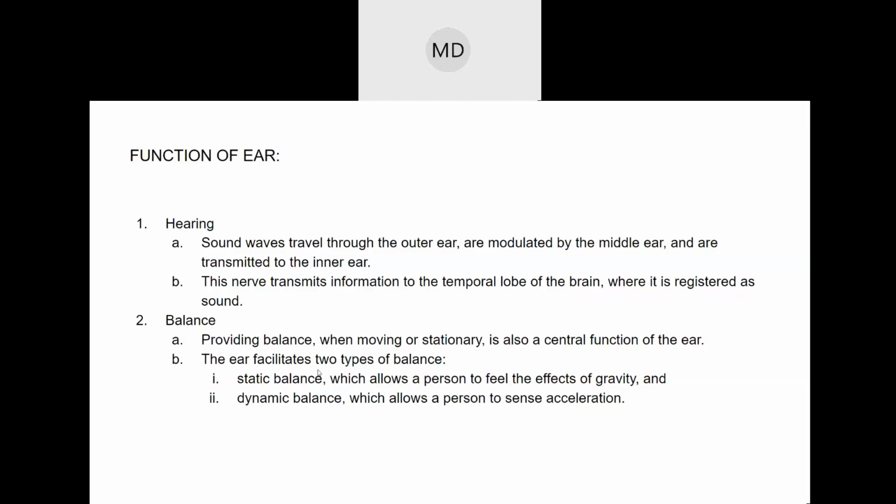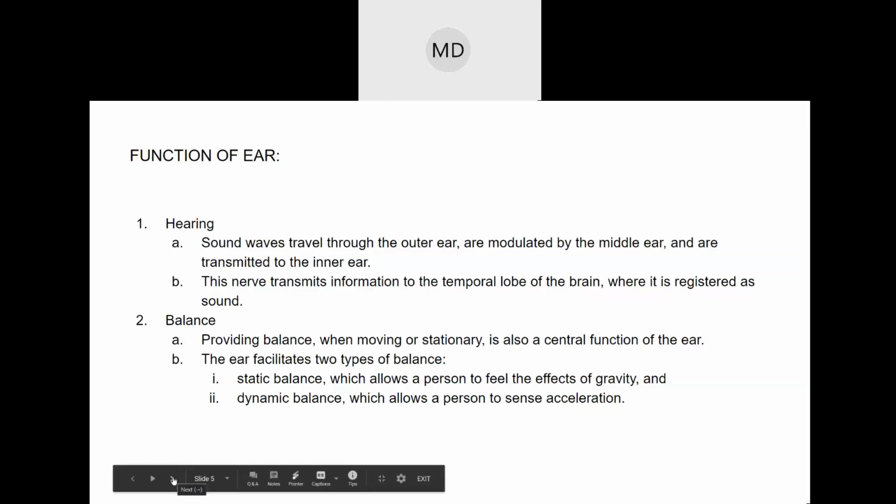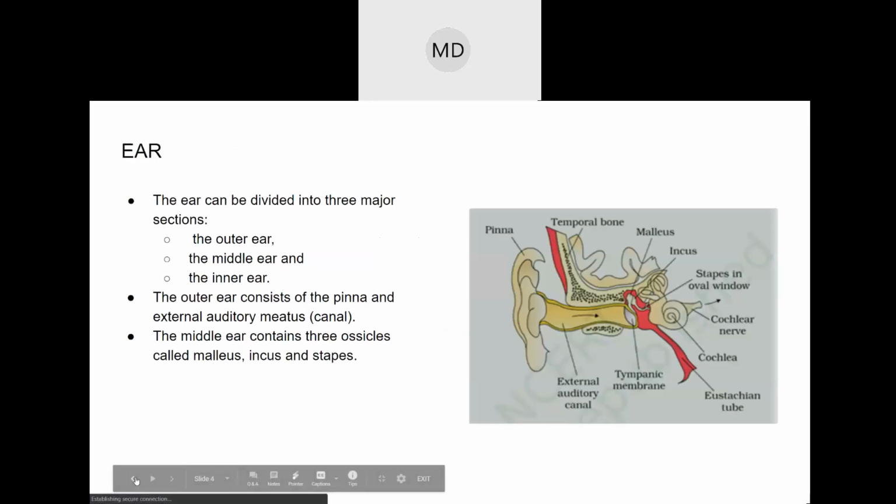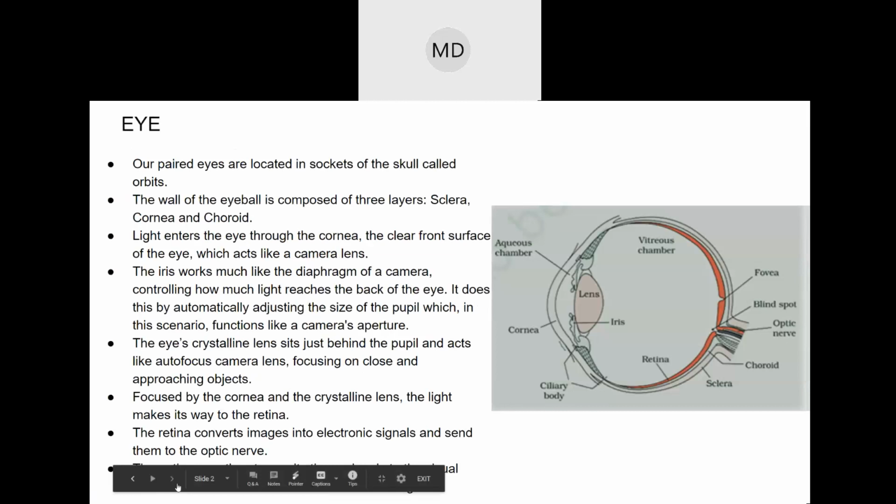So there are two types of balance: static balance and dynamic balance. Static balance helps to sense the gravity, and dynamic balance helps to sense acceleration. Acceleration means movement. So the functions of the ear are, one is hearing and the second is balance. It helps to provide balance to our body. So this is all about the eye and ear. If you have any doubts from these two portions, please ask.